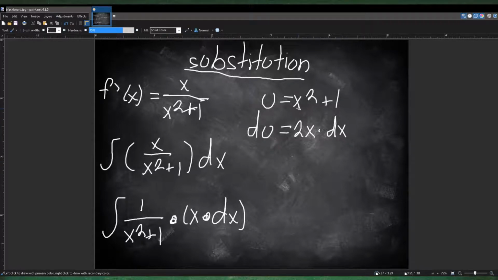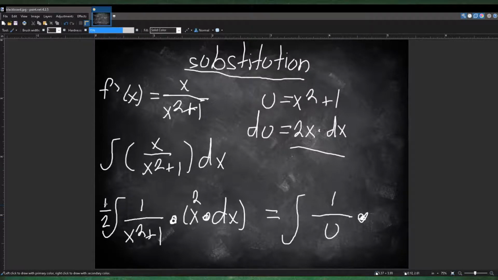So what we have is u is equal to x squared plus 1, right? So we could say this is the same thing as 1 over u. So we can substitute the x squared plus 1. Now we have to substitute the x times dx. Right here, we have this equation, du is equal to 2x times dx. So basically, we need to make this a 2x times dx, but this is x times dx. So what we do is we multiply this by 2, and then we multiply the outside by 1/2.